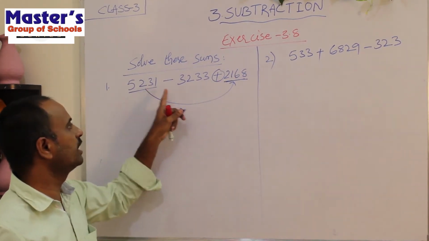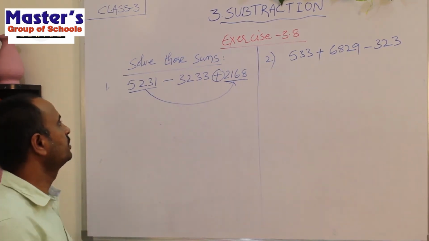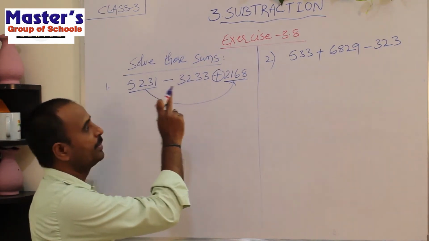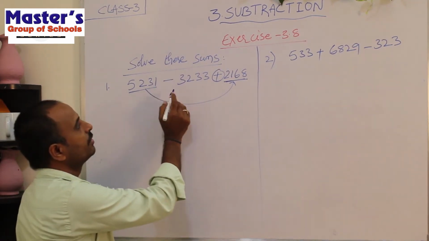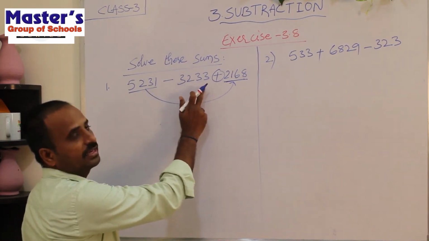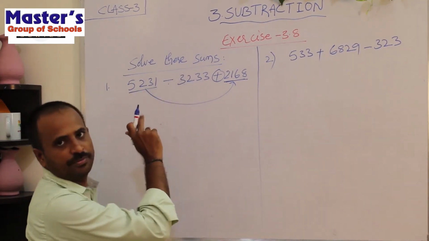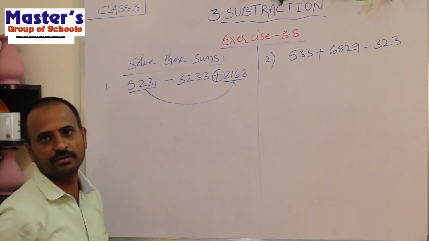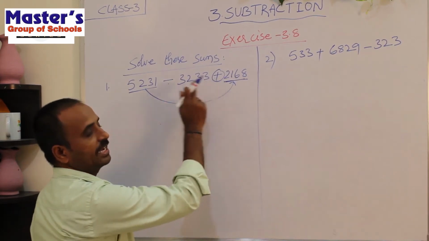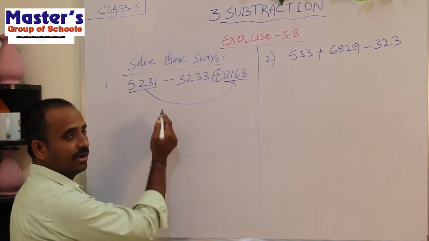So write these two numbers one below the other and do the addition. So first write these two numbers, and we should not write this number because this number has minus before it. We have to subtract this number because 3233 has minus sign before it. That's why we do not add this number. We have to subtract this number. And this number 2168 has plus sign before it. So add this number.